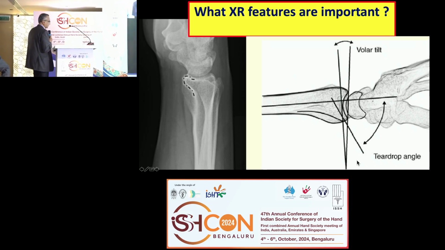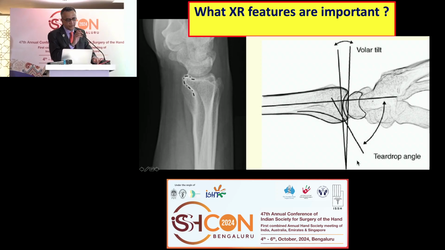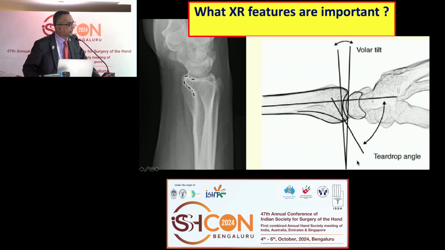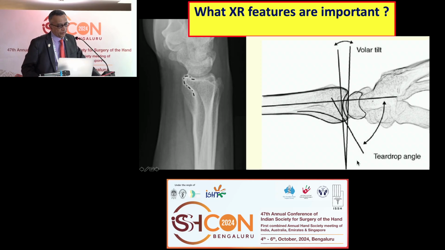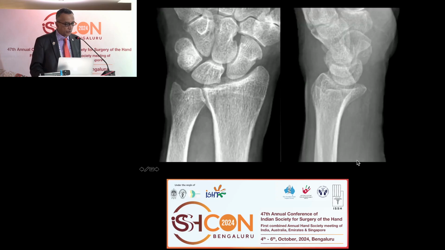Options are plenty. So going back to where we were, for those of you who are still in training, these are the things that I emphasize to my trainees. I look at the teardrop angle. And why the teardrop angle? Because it is a surrogate for the intermediate column. I don't need to belabor this point. If your teardrop angle increases, then you have a displaced volar margin.